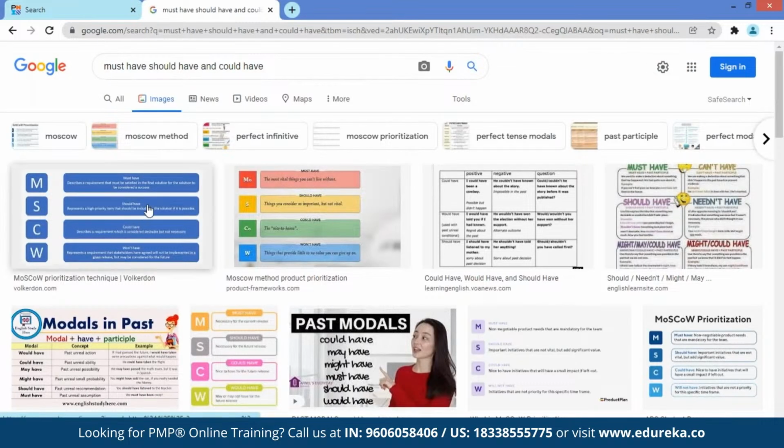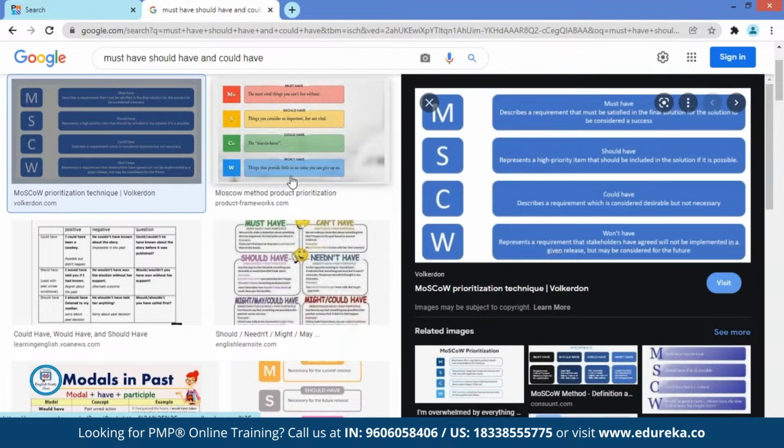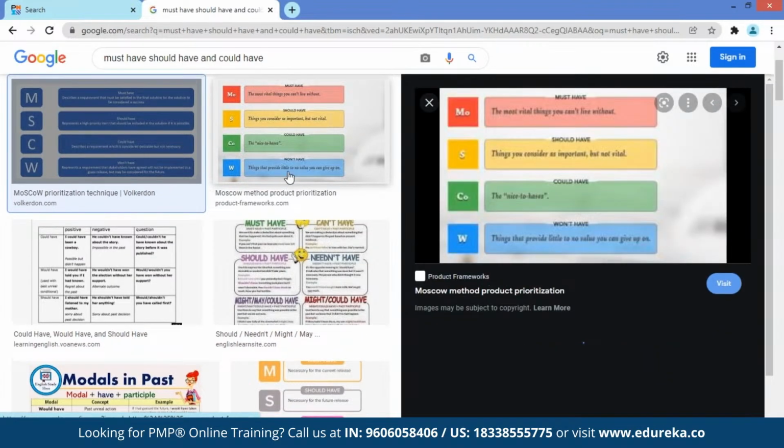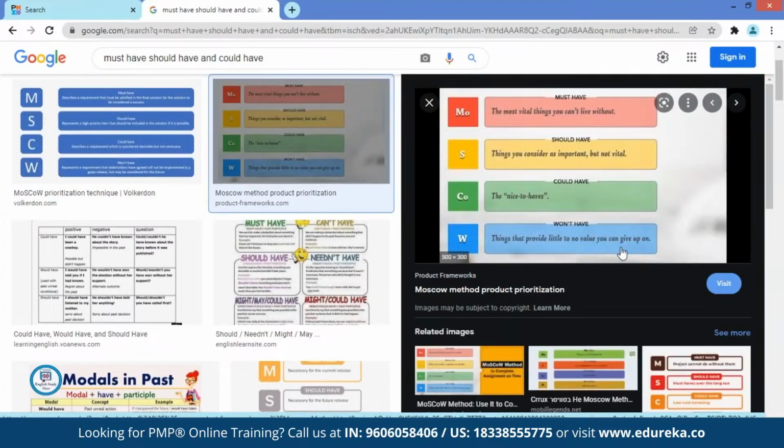When we talk about a product, in context to this image, this is where we talk about establishing a backlog. The backlog is going to comprise all those key features. The must-haves are the most vital things that your product cannot live without. Should-haves are things you consider important but not vital. We talk about could-haves, the nice-to-haves, and the won't-haves, things that provide little or no value, so that you can give up on them. So you try to prioritize.